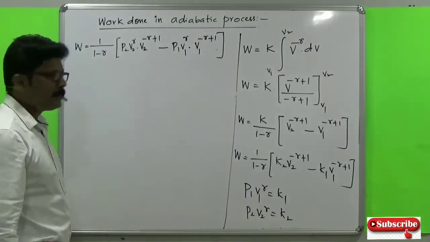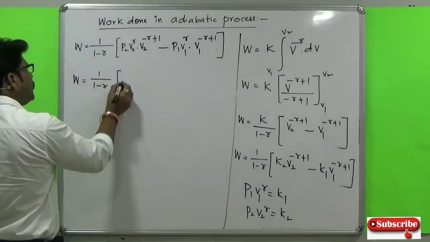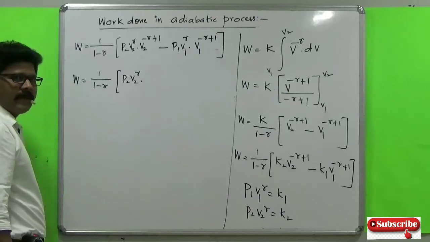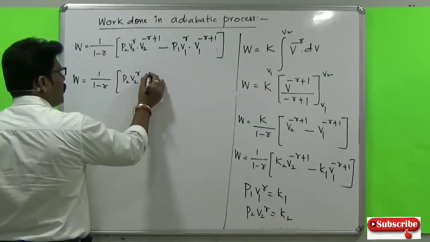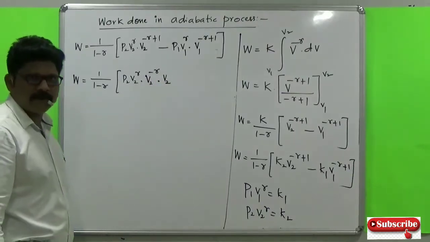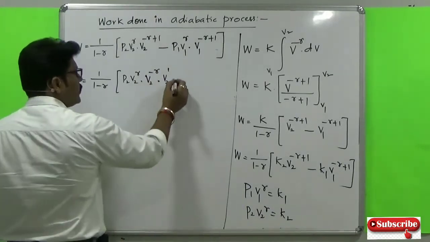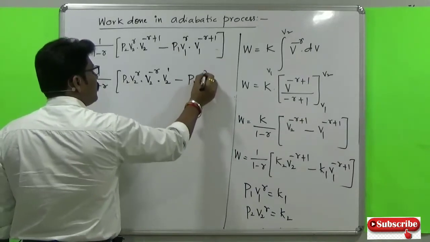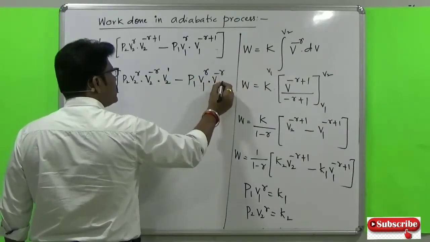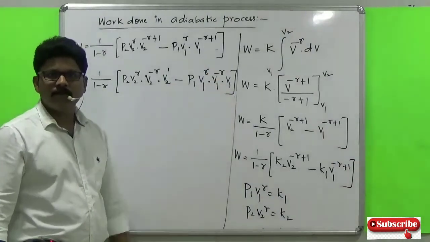Is it clear? उसके बाद में W is equals to 1 by 1 minus gamma P2 V2 to the power of gamma. इसको मैं कैसे लिख सकता हूँ, देखिए एक बार, V2 to the power of minus gamma into V2 लिख सकता हूँ, कोई ऑब्जेक्शन है नहीं है ना, minus gamma plus 1, दिस इज 1, राइट, minus P1 V1 power gamma into, इसको क्या लिख सकता हूँ, V1 to the power of minus gamma into V1, ऐसे.